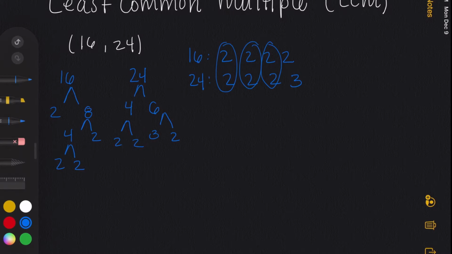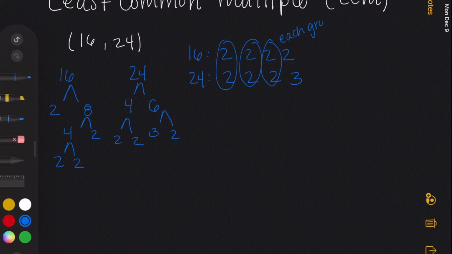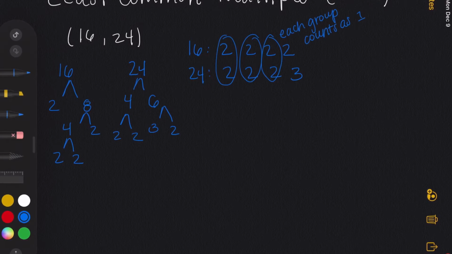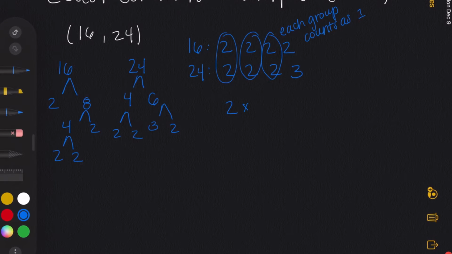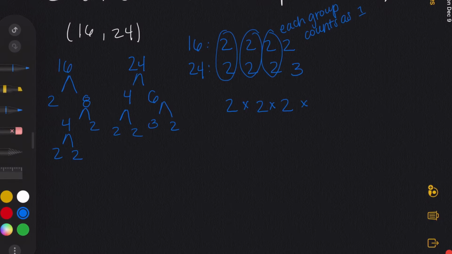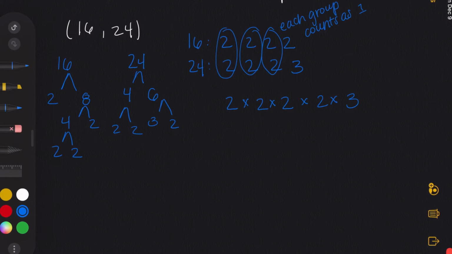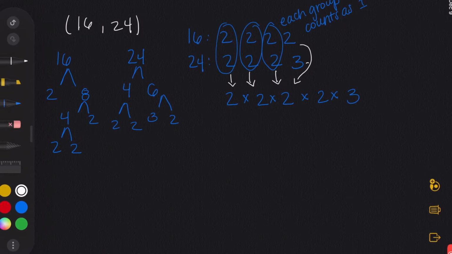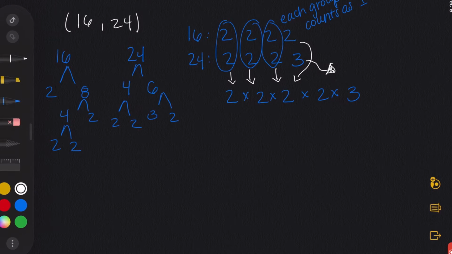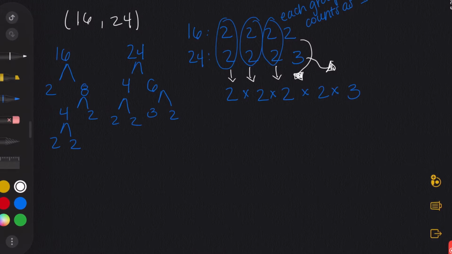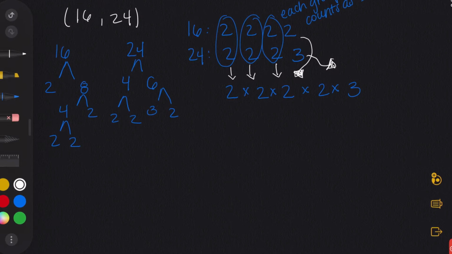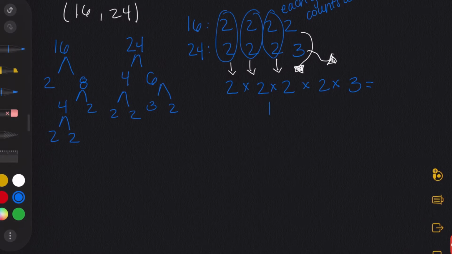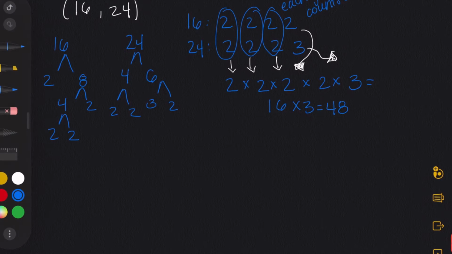We can group these vertically, and these groups would now just count for one 2. So we would then have 2 times 2 times 2 times 2 times 3. The first 3 2's come from the 3 groups of 2. The last 2 comes from its own, and the 3 comes from its own. Then we would multiply all these numbers, and I multiplied 16 times 3 and I got the answer of 48.